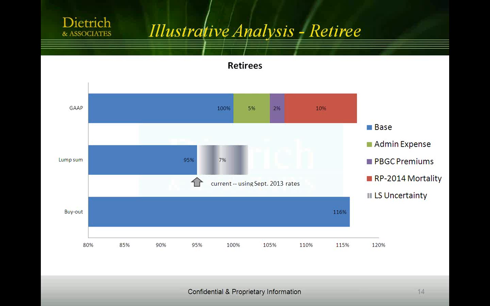And then you can see on the bottom bar chart the buyout for this scenario is 116%. So if you compare the gap to the economic liability, which when you total up all those impacts is about 118%, the buyout cost looks fairly comparable.